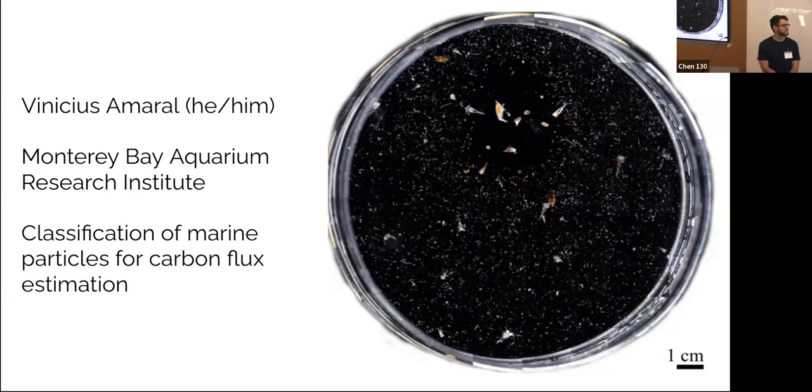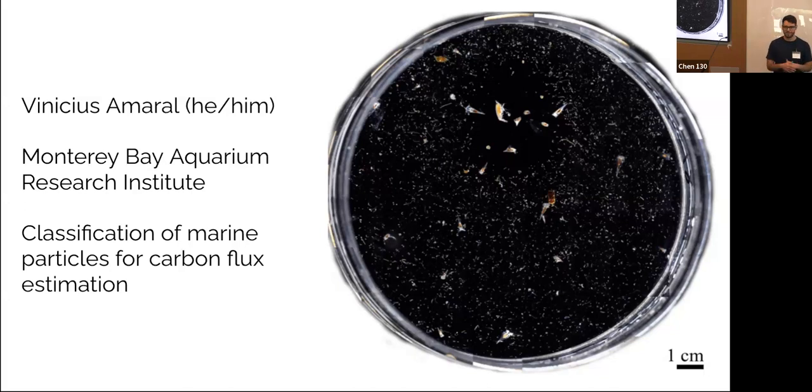Hi, my name is Vinicius. I'm a postdoc at the Monterey Bay Aquarium Research Institute. And I'm working on image classification of marine particles that sink through the water column. So the general idea is that you can put this big cylinder out to the ocean, and at the base of that cylinder, you can put a trap that contains gel, which allows you to trap any of the particles that are falling through the water column.